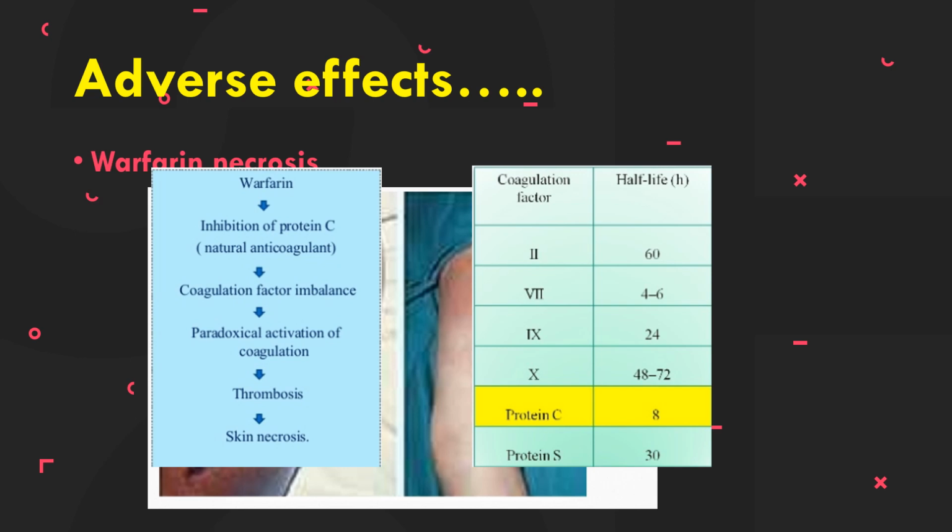So at this point, warfarin is inhibiting factors 2, 7, 9, 10, protein C and protein S, and heparin was inhibiting factors 2 and 10, and low molecular weight heparin was affecting only factor 10.